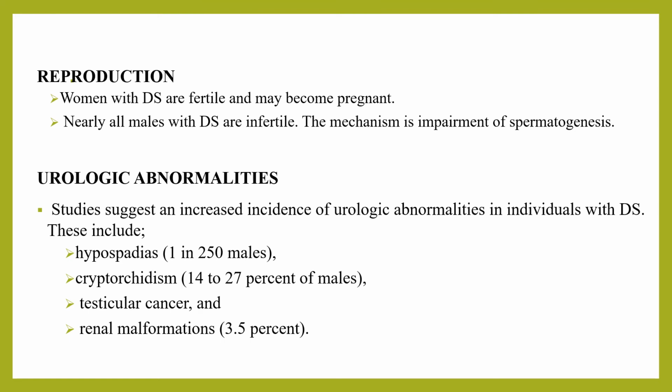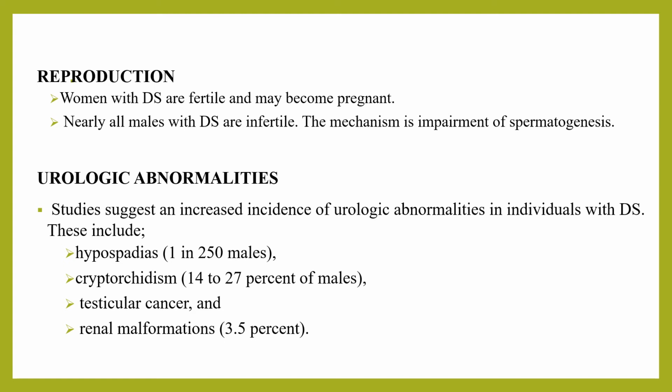The other systemic problems are on the reproductive system. Women with Down syndrome are fertile and they may become pregnant, so counseling about contraceptives is very important. And nearly all males with Down syndrome are infertile, and the mechanism is thought to be impairment of spermatogenesis.